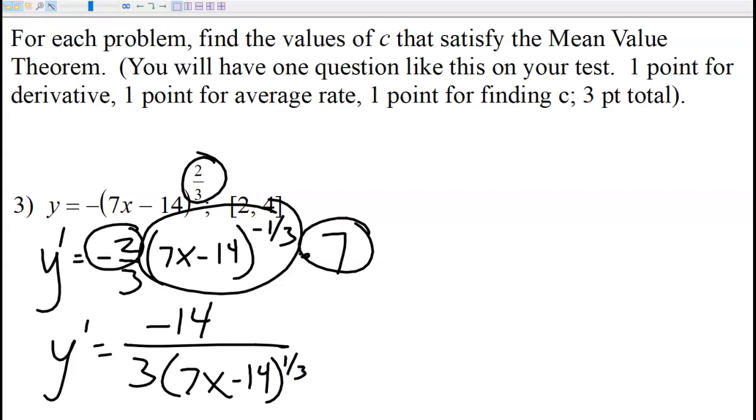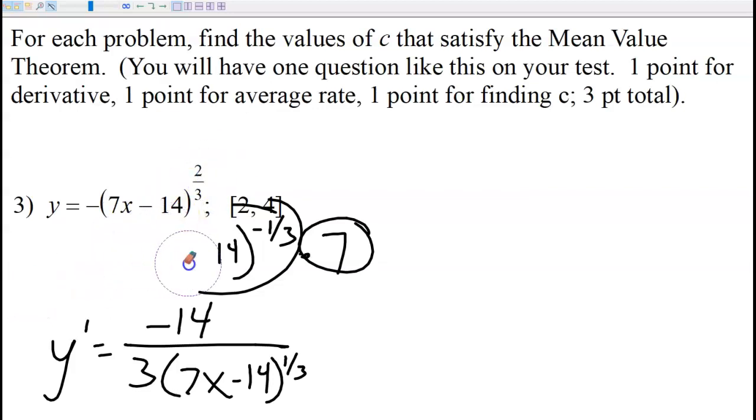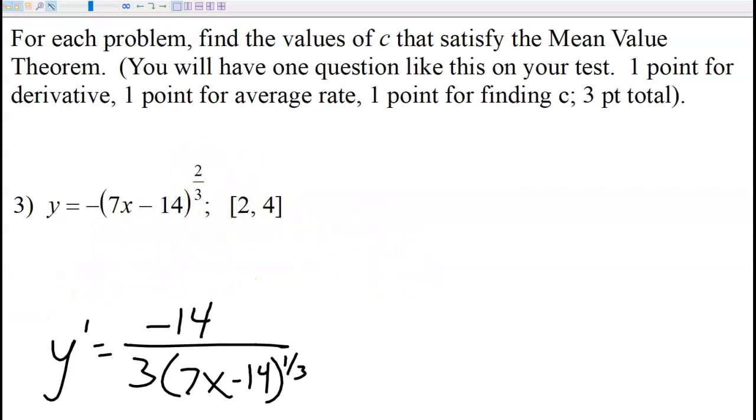Okay. Once again, we also want to go through and find our average rate of change. So that's the end of step 1. Let's move on to step 2 and find that average rate of change. So we want to do y of 4 minus y of 2 over 4 minus 2.